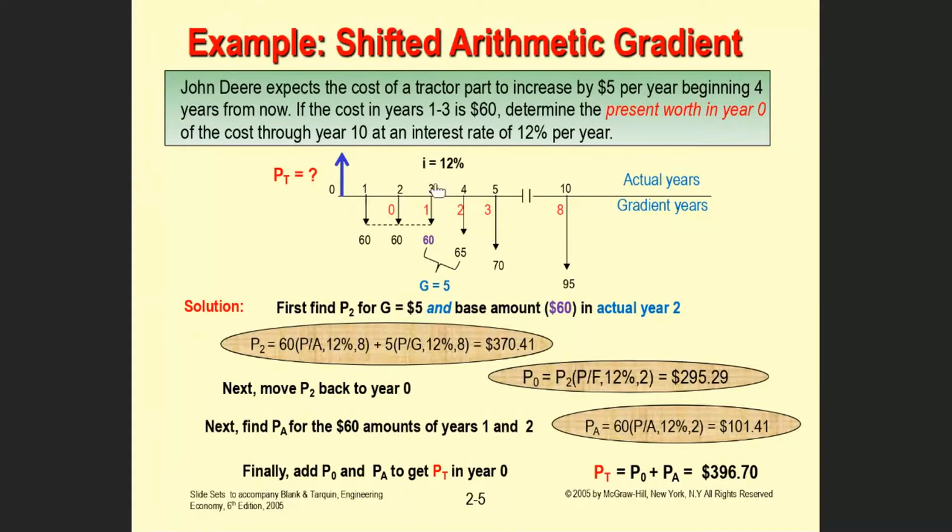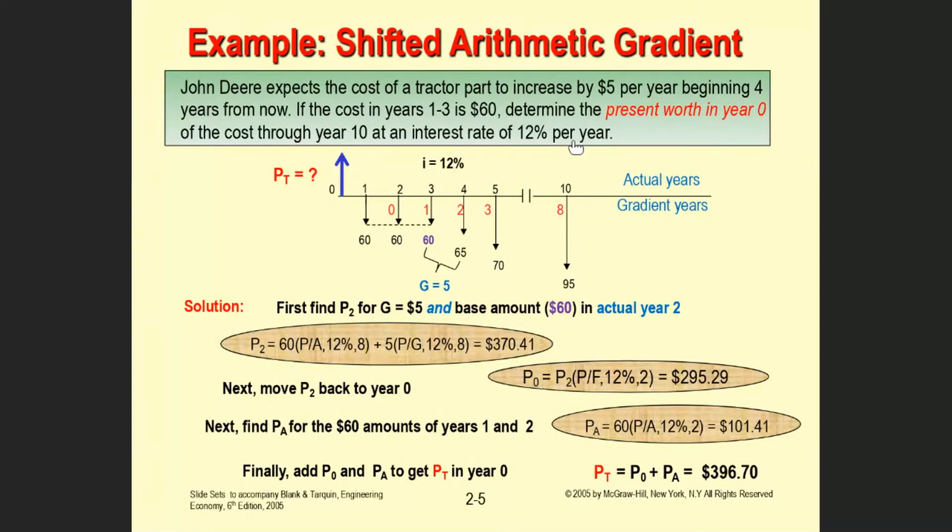In this example, we have given information and given values over the term, and he wants you to find the present worth. And this is, as I said, the most typical type of questions. A company expects that the cost of a tractor part will increase by $5 per year beginning 4 years from now. If the cost in years 1 to 3 is $60, determine the present worth at year 0 if the cost runs through year 10 at an interest rate of 12% per year. So he wants to find P0.